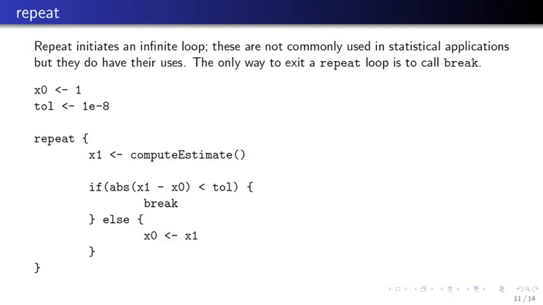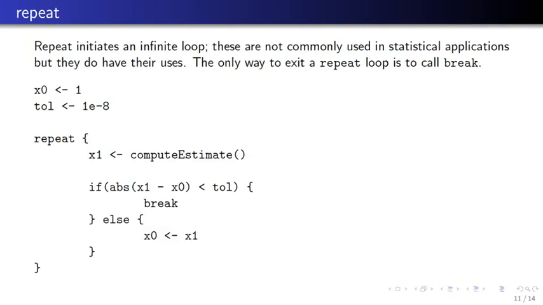So here is a pretty simple example. Here I'm initializing a value x0 to be 1, and I'm setting what I think of as a tolerance to be 10 to the minus 8th. And then I'm going to repeat the following structure. Basically, I'm going to imagine that there's some function that computes an estimate for x, and I'm going to call that x1. And if the absolute value of the difference between x1 and x0 is less than some tolerance, in this case 10 to the minus 8th, then I'm going to stop the loop and then move on to the next bit of code.